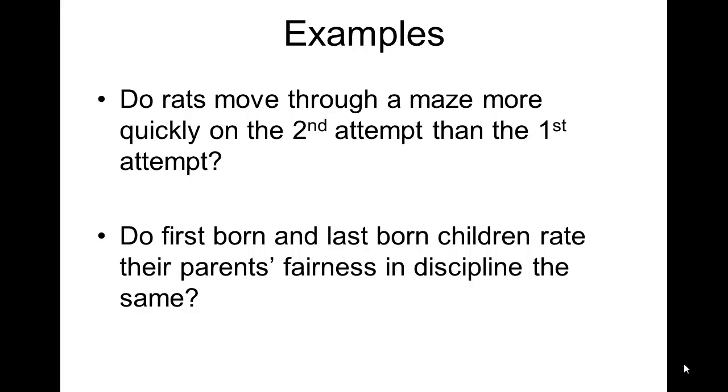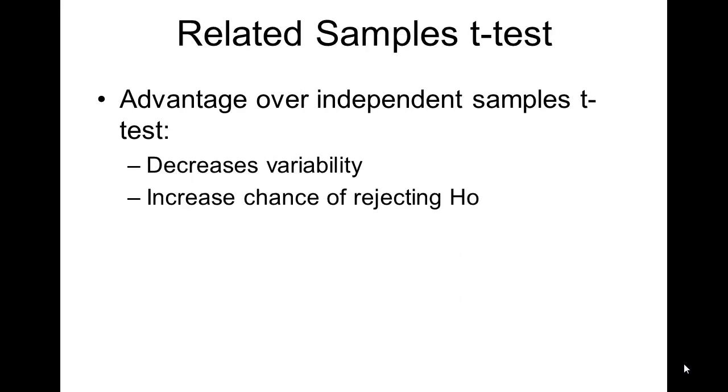Second one, do firstborn and lastborn children rate their parents' fairness and discipline the same? This isn't the same person at two time points, but the firstborn and the lastborn within a family are related. They come from the same structure of a family, so their data would be compiled together and require the related samples t-test.